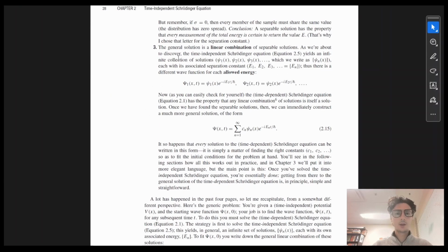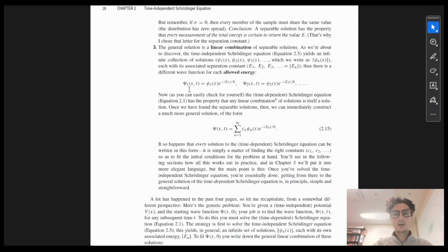Let's just keep reading. The general solution is a linear combination of separable solutions. As we're about to discover, the time-independent Schrodinger equation, equation 2.5, yields an infinite collection of solutions, psi 1, psi 2, psi 3, and so on, which we write as psi subscript n, each with its associated separation constant, E1, E2, E3, all the way up to En. Thus, there is a different wave function for each allowed energy.